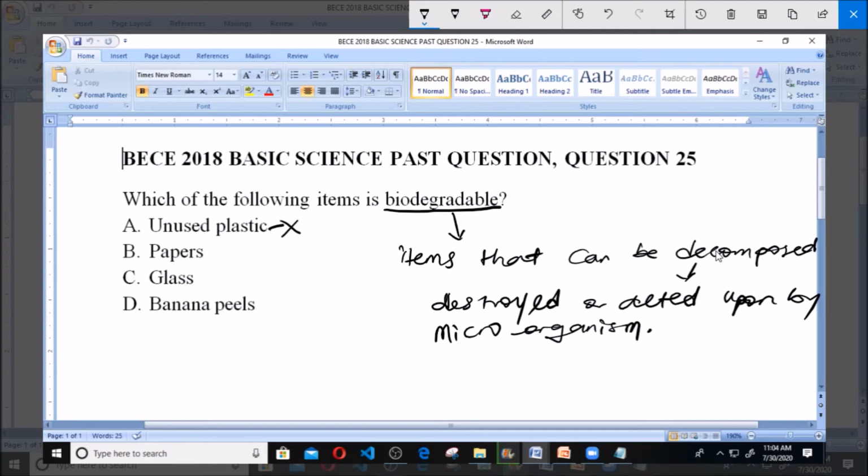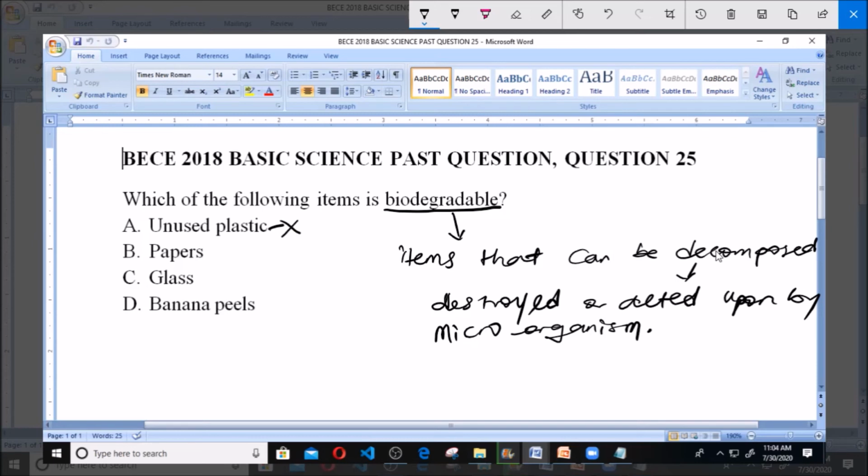Now, D says banana peel. Banana peel is a plant material. And like we know, plant and animal materials, or plant and animal products, can be decomposed. They can be acted upon by microorganisms. Like this banana peel. When you leave banana peel for a long time, you discover that microorganisms will act on it and destroy it. It will decay. That's what it simply means.